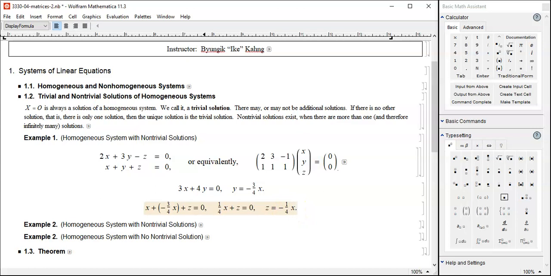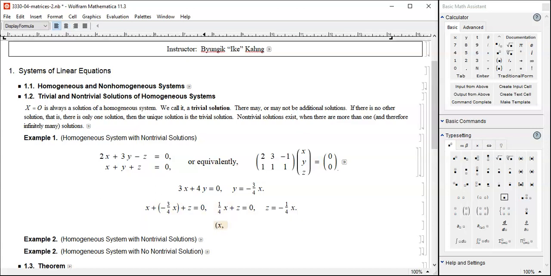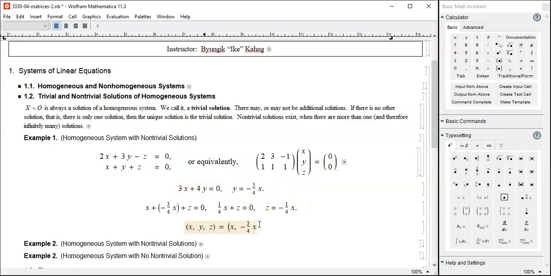Okay, we're almost there, and let's express all these in vector form. (x, y, z) is equal to x, which is arbitrary, and in place of y is negative 3/4 of x, and then in place of z is negative 1/4 of x. Or equivalently, you can write it like this: x is common, take it out, (1, negative 3/4, negative 1/4).